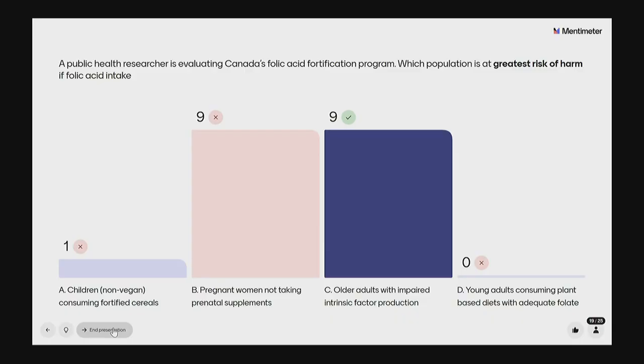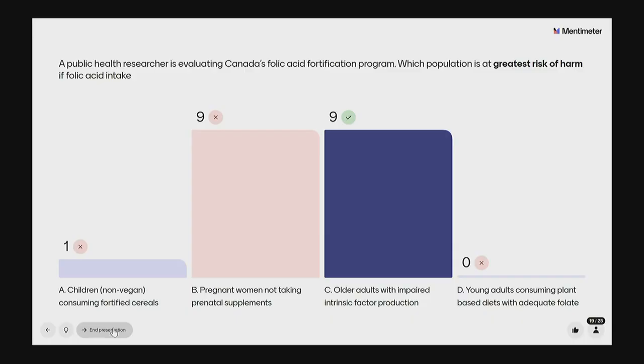Young adults consuming plant-based diets are at some risk of harm if their vitamin B12 is not high enough, because we know vitamin B12 is usually sourced from animal foods, right? So you have higher consumption of vitamin B12 if you're consuming animal foods. But with regards to immediate harm, young adults still have their intrinsic factor intact. So at least we know the absorption of vitamin B12 from whatever plant-based diet they're eating is not limited, because the production of intrinsic factor is intact.